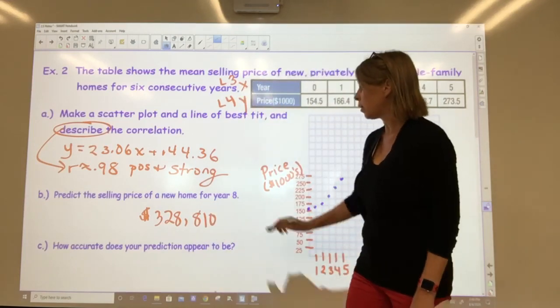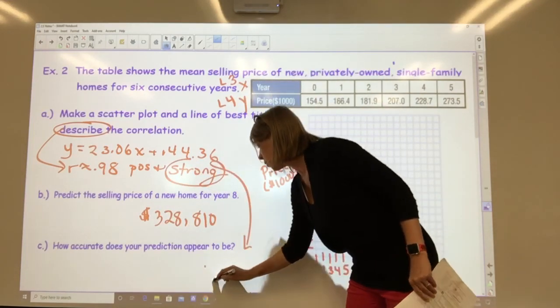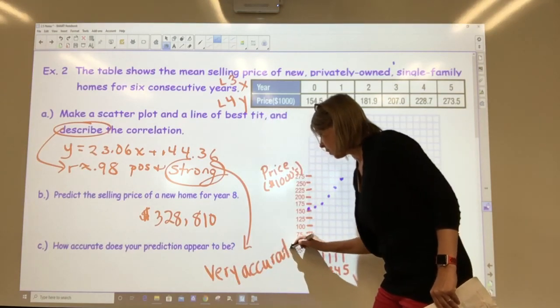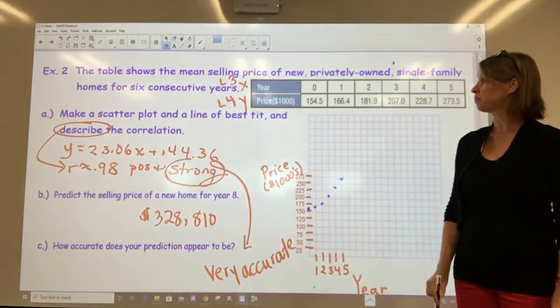Okay, how accurate? Well, we said it was strong, so we're going to say very accurate is how confident we are in our prediction. Okay, all right.